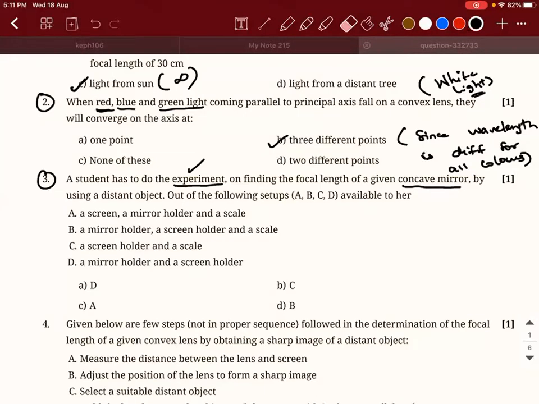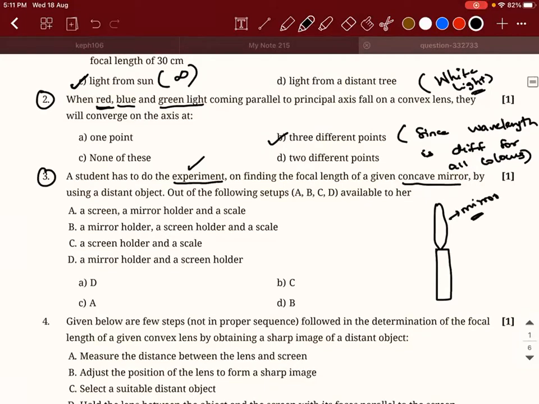So what will be the answer, guys? See, the meaning of it is if you place a mirror holder here, okay, there will be a mirror holder on top of which there will be a mirror. Okay. So since the image due to a concave mirror is formed in front of it, you will have a screen here. So there will be a screen here, right? And you need a scale to measure the distance, and that distance will give you the focal length.